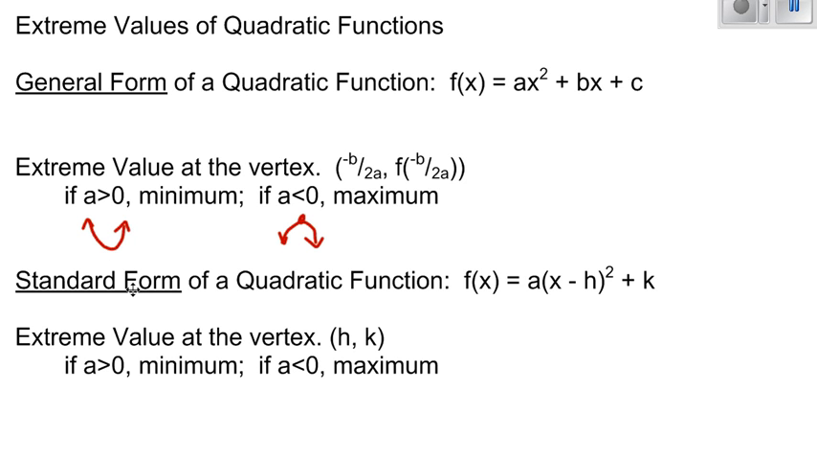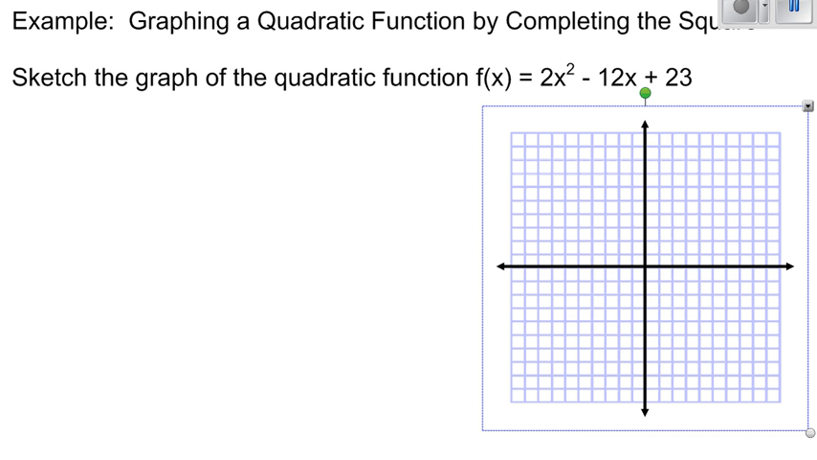There's also standard form for a quadratic, which is a(x minus h) squared plus k, where the vertex is (h, k). And then same thing, if a is greater than 0, it will be a minimum. If a is less than 0, it will be a maximum for the same reason. So we're going to sketch the graph by completing the square, because that way we can look at it as the basic parabola with shifts and transformations.